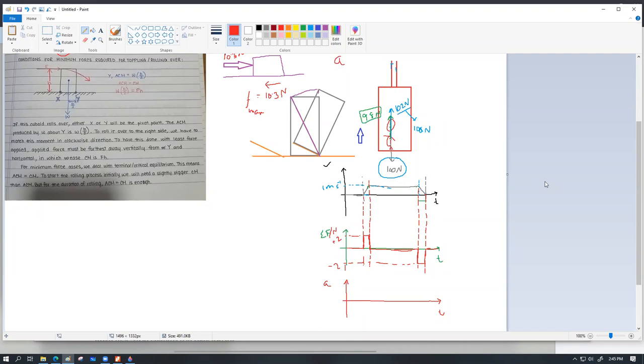So it depends on the mass, right? So yeah, what is the mass of my body? It's 0.2. 0.2 is a correct response.